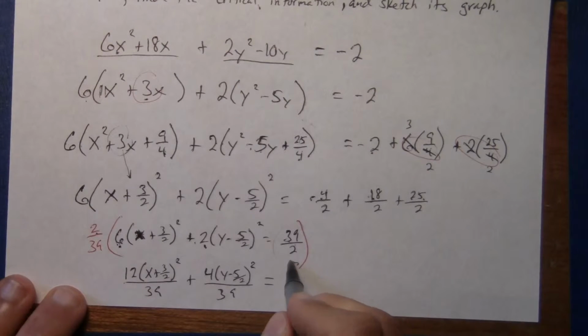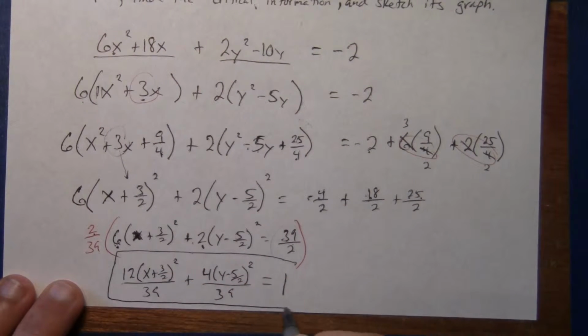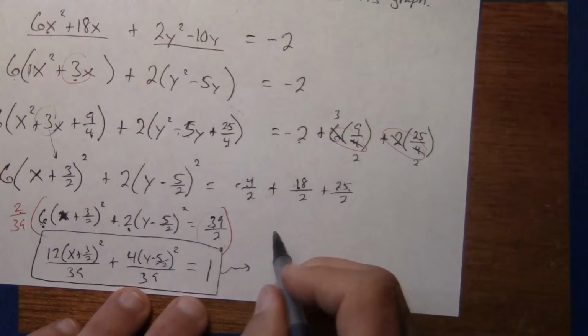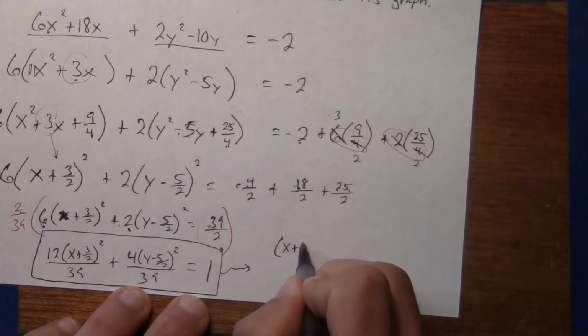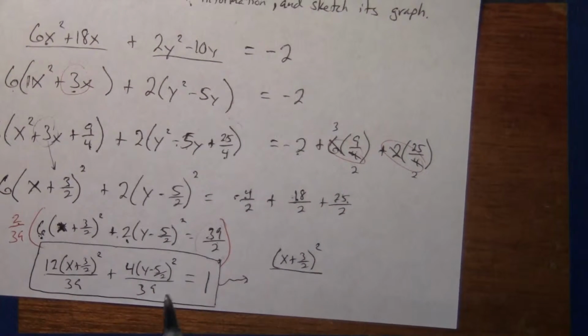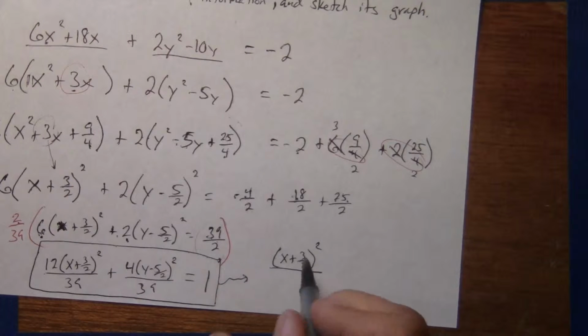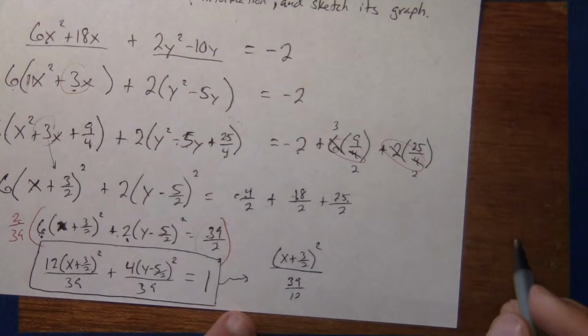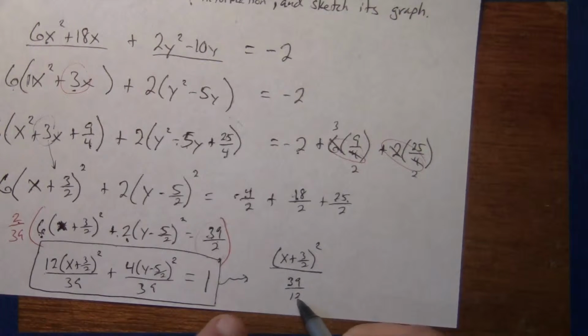And in terms of writing the answer in standard form, this is how it's written. How you might want to think of it if you have to graph it, like we're going to do here in a second, is you might want to think of it like this. It's (x + 3/2) quantity squared divided by, think about multiplying by the reciprocal. Think if you multiplied by the reciprocal, the 12 would go up to the numerator, the 39 would go into the denominator. So this is how it should be written if the answer is the equation.